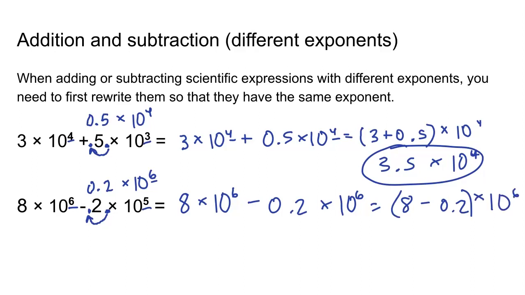And 8 minus 0.2 is 7.8 times 10 to the 6th power. And since 7.8 is greater than or equal to 1 but less than 10, this is the final answer.